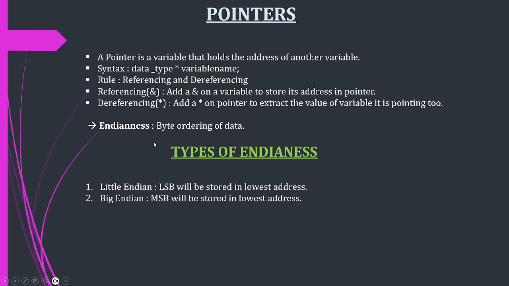Next, endianness. Endianness is the byte ordering of data. There are two types of endianness, little endian and big endian. Little endian says that the LSB will be stored in the lowest address and the MSB at the highest, while big endian says that the MSB will be stored in the lowest address.